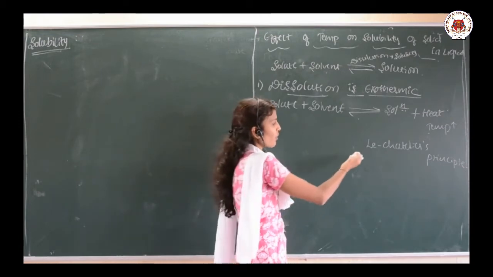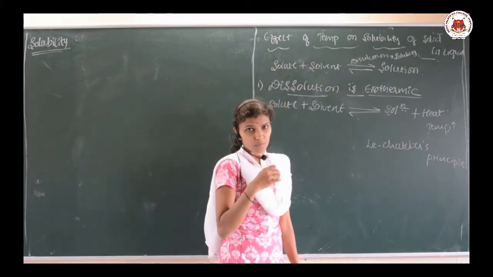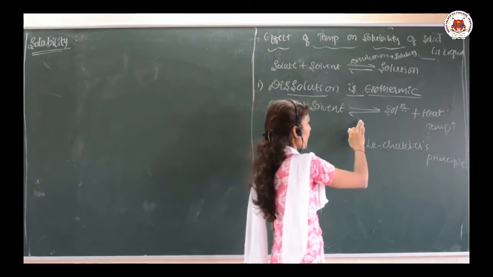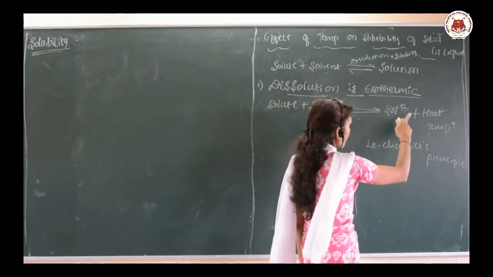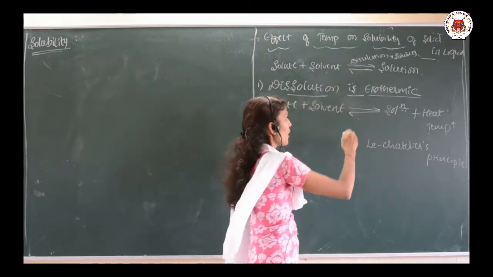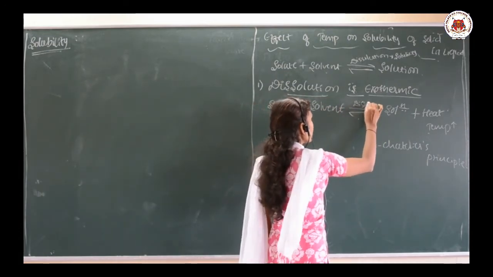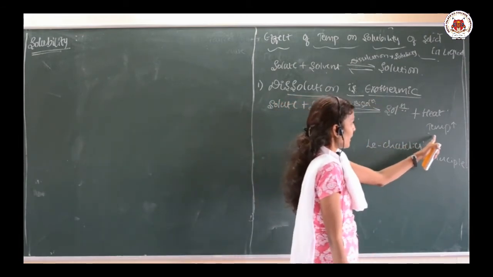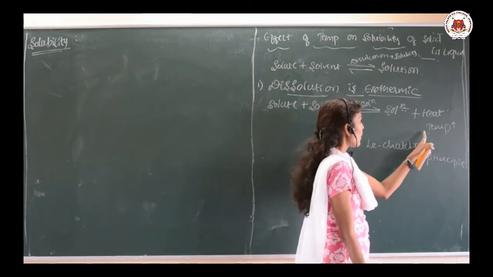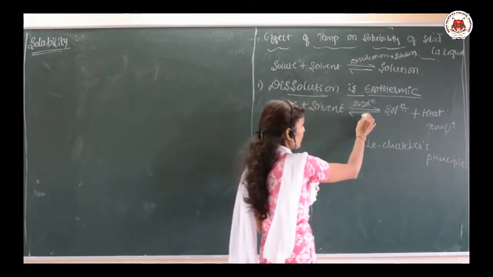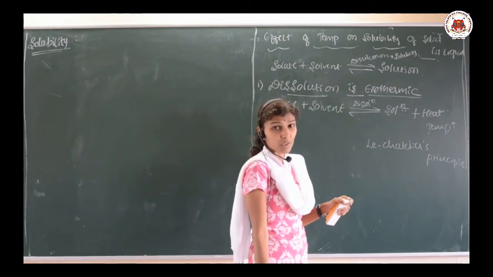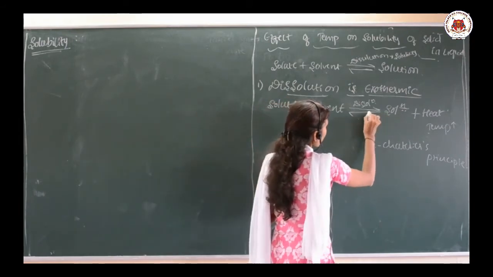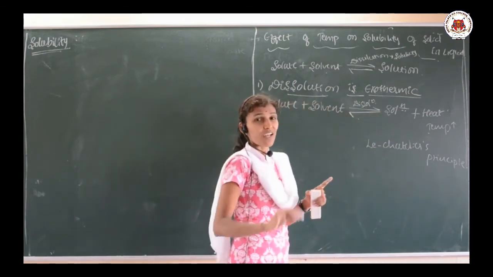It wants to make the effect zero either by favoring the forward reaction or by favoring the backward reaction. You understood this concept better in your first PUC. So, solute plus solvent which is in a dynamic equilibrium with the solution, as it is exothermic, there is a release of heat. Now, I am increasing the temperature, but the equilibrium does not accept it. So, what happens? It starts to favor the backward reaction.